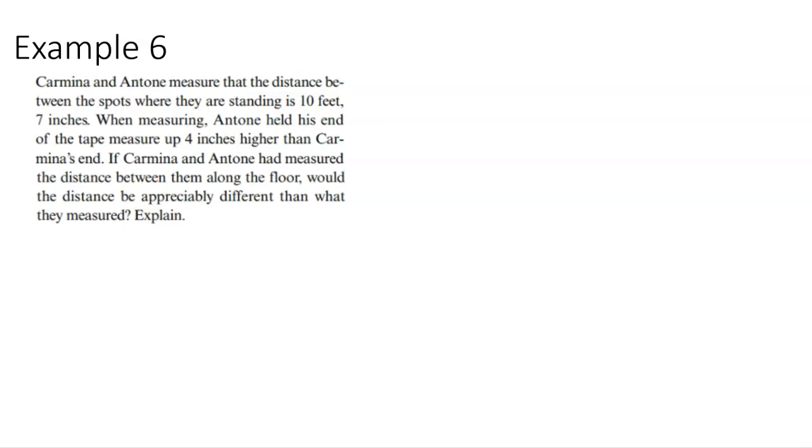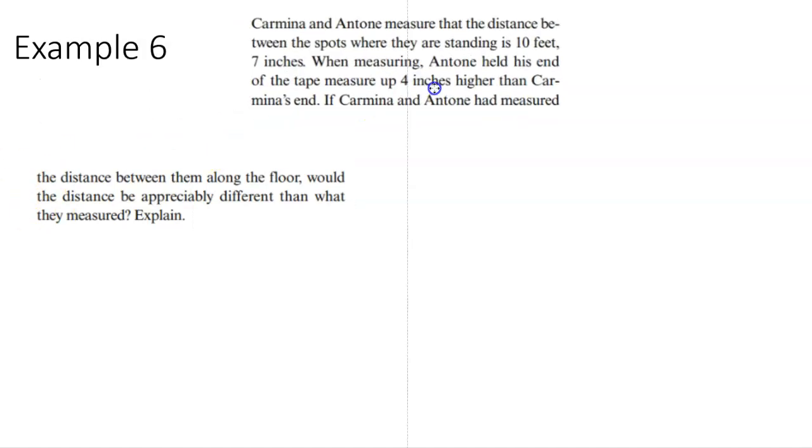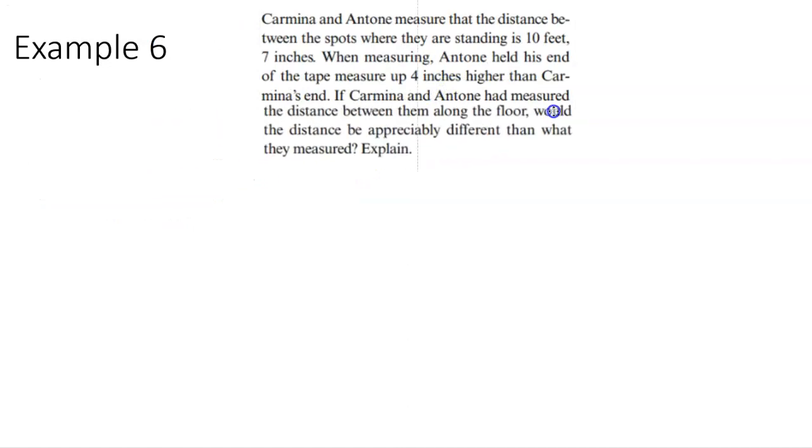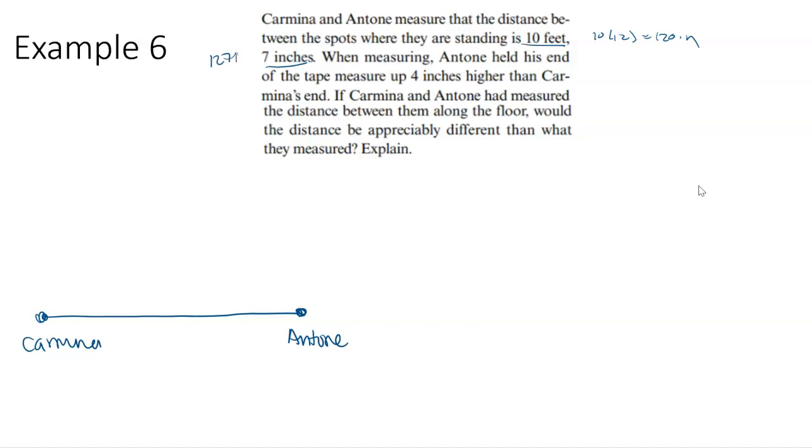Okay, so let's see here. This is what they did. We've got Carmina standing over here, and Antone standing over here. They measured that the distance between them is 10 feet 7 inches. We're talking about inches here, so let's turn everything into inches. 10 feet is 10 times 12, so it's 120 inches plus 7 inches. So their distance is 127 inches.